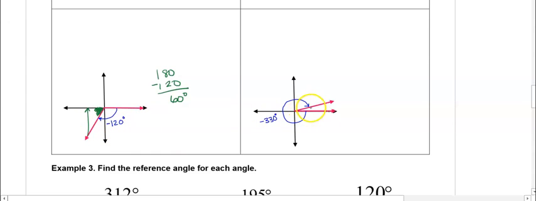Negative 330. Again, I'm just going to draw my little triangle here. I've got this whole thing, and it's this angle that's inside right here. It's this little space right here. So that angle itself is going to be 360 minus 330, which is 30 degrees. That's how you find your reference angles.